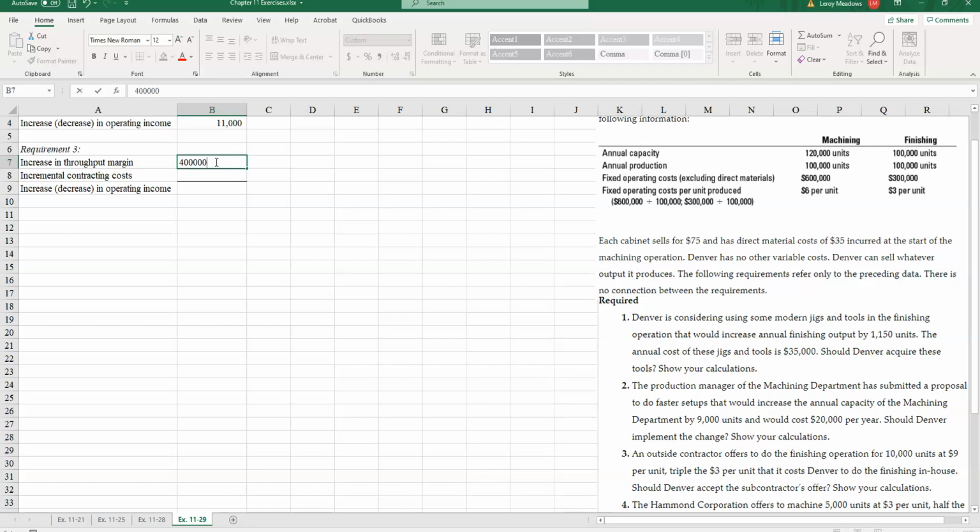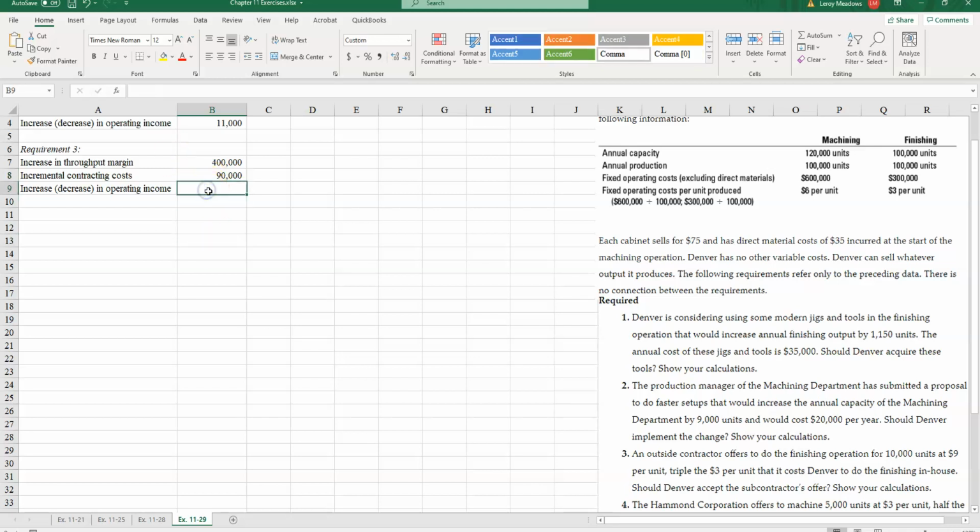Now, how much is that going to cost me for that additional capacity? Even though it's going to cost us $3 per unit, they're going to charge us $9 per unit. But let's see if that makes sense. How much is it going to cost for 10,000 units at $9 a unit? Well, that's going to be 10,000 times $9, which is $90,000.